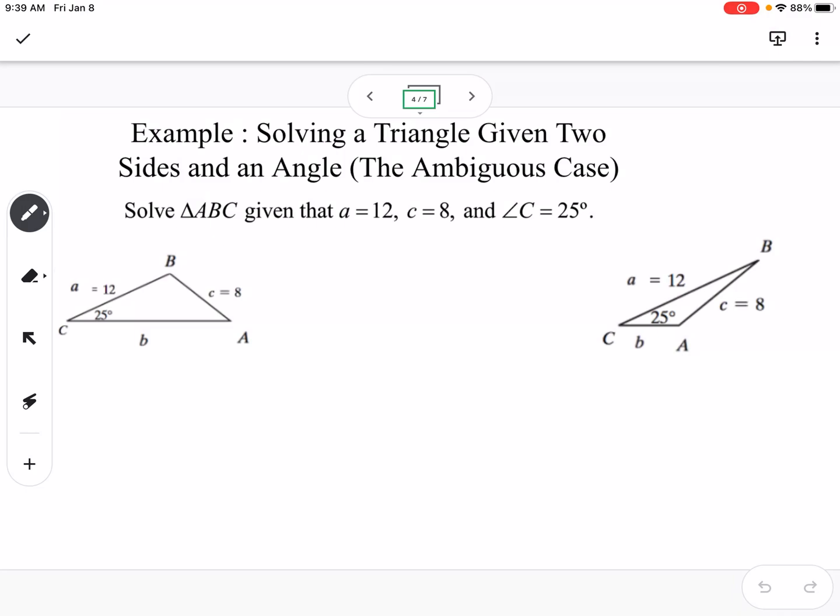So I included the pictures on this one. Part of the hard part about the ambiguous case is actually deciding which situation it is. So I'm going to show you that. You wouldn't normally have the pictures here to determine that.